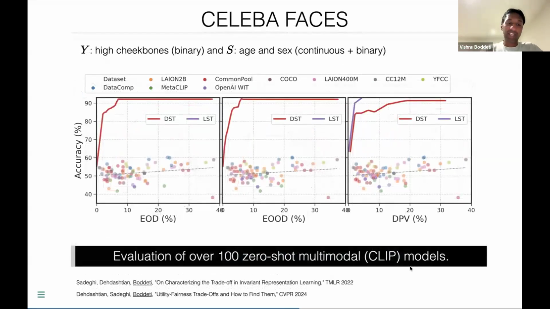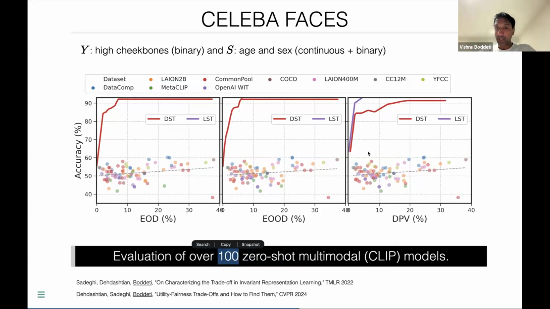We actually performed the same evaluation over a different type of models. These are the foundation models or multimodal models, which are basically image and text-based models. So we looked at 100 of these. These are all, again, publicly available models. And we tried to evaluate how close or how good they are compared to the ideal solution, or the best solutions that you can find.